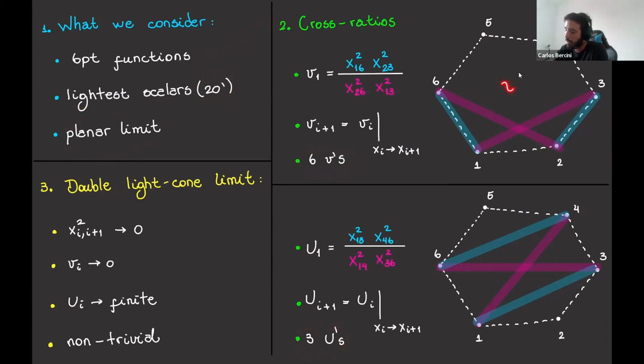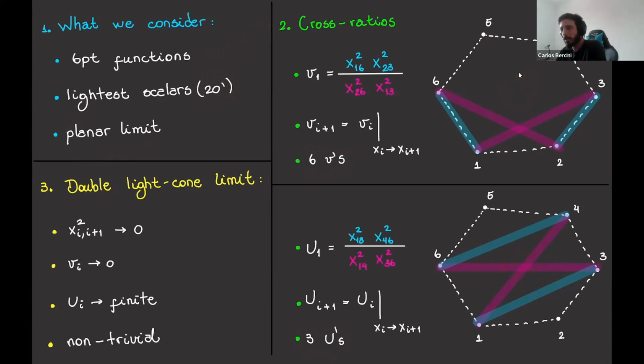So for example, here I presented v1, so it's this blue distance divided by the pink ones. And all the other v's are just cyclic rotations of this image here. And here I presented u1, again, the blue distance divided by the pink, and all of the other u's are just rotations of this picture.